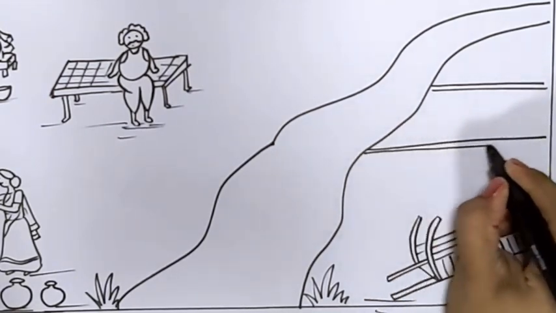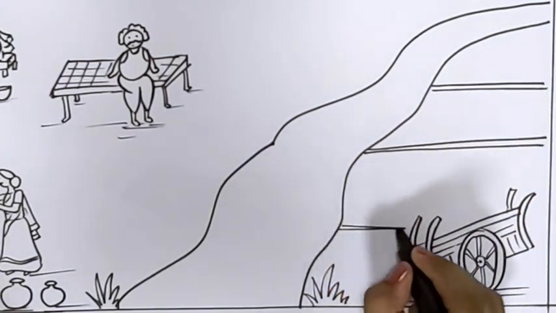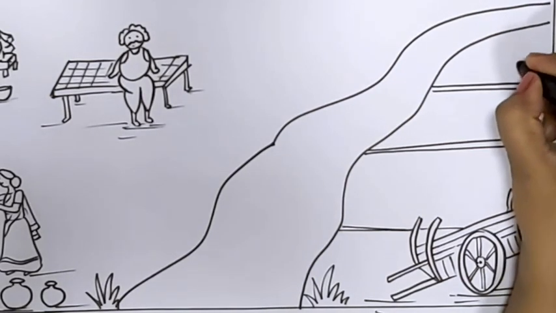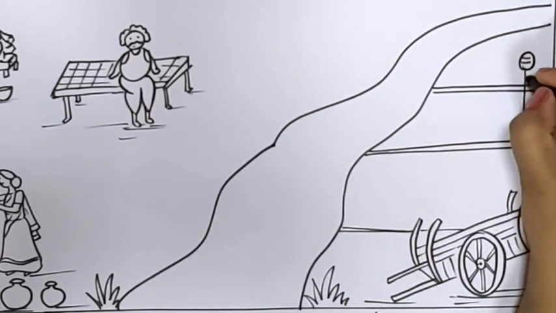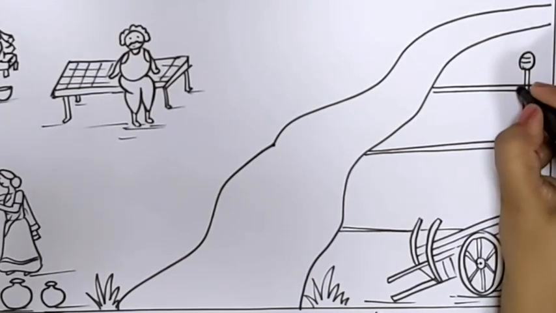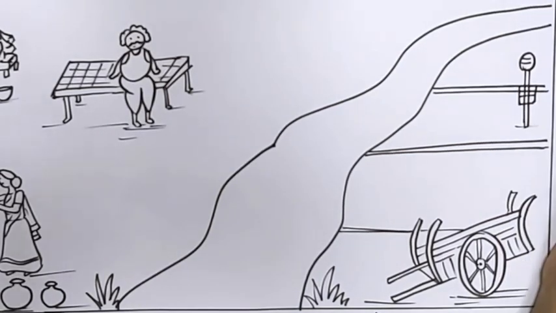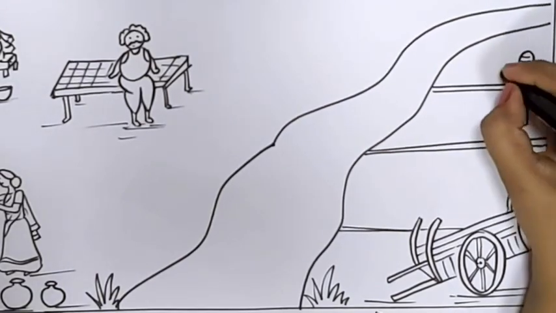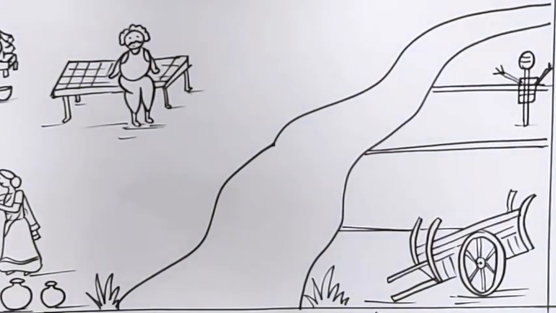So these are the dividers in the farm, which usually people keep to, kind of have segregation about the farming if they are planting multiple crops or something like that. And then I'm making a scarecrow here, a very basic stick figure.